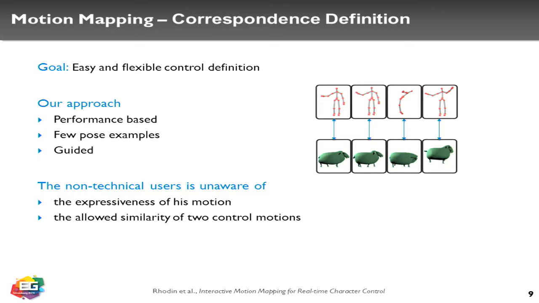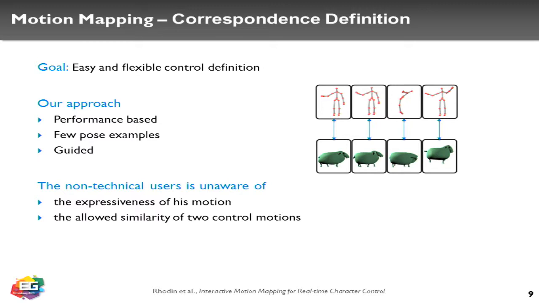So actually, how does this work? First, they have to define a correspondence between both characters. The goal in this case is to do it in an easy and flexible way. The idea is that this mapping is not just chosen carefully somehow. It has to be done in real time, interactively. So that's why it's called performance-based.